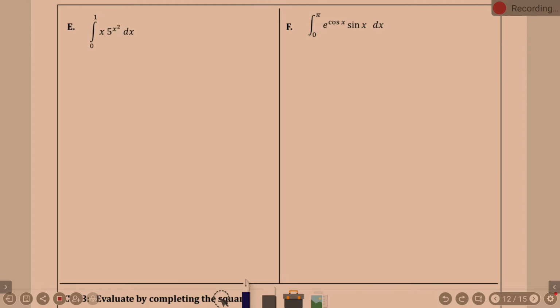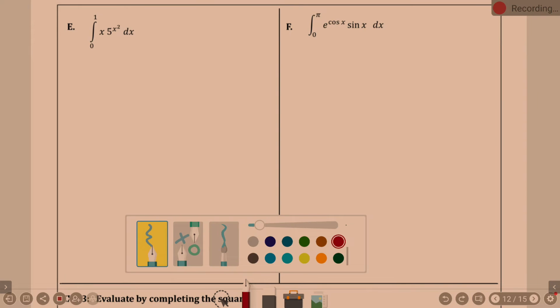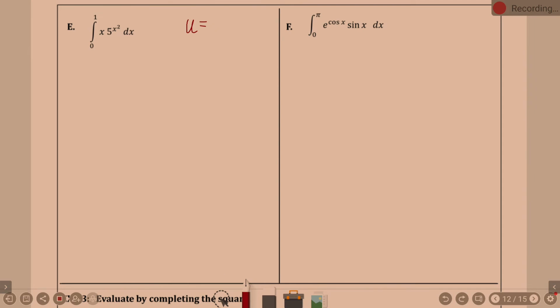Challenge page I can live with or without. Okay, thoughts on E? Because the derivative of x squared is 2x dx, right? Bless you. When I start checking things, I have x dx, but I'm missing the 2. So 1/2 du is x dx.